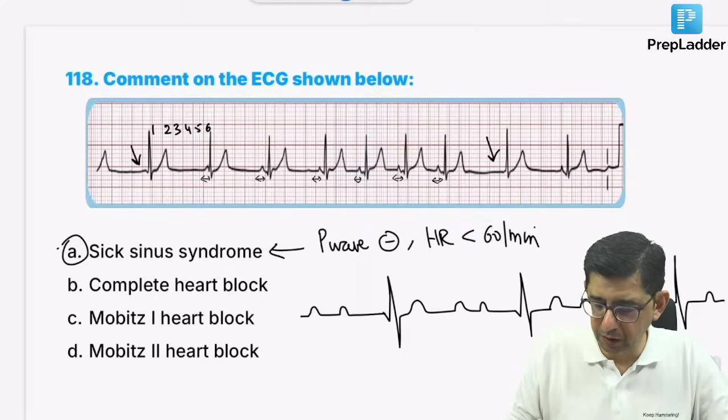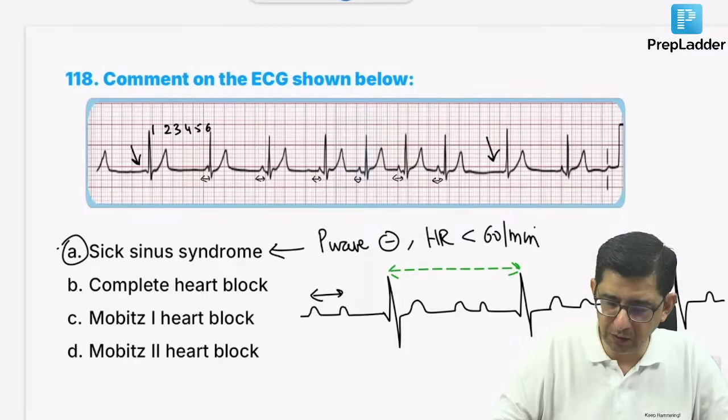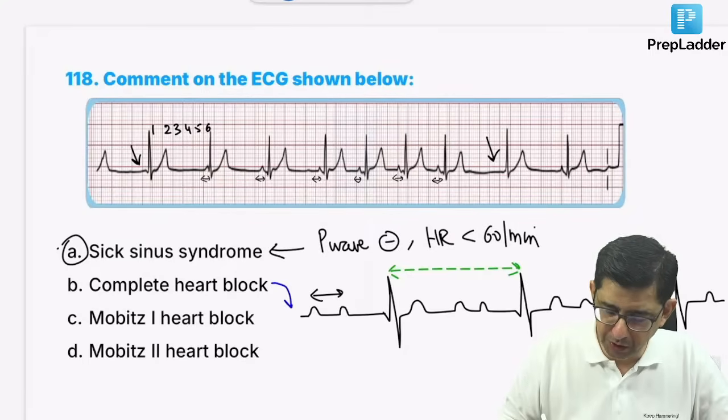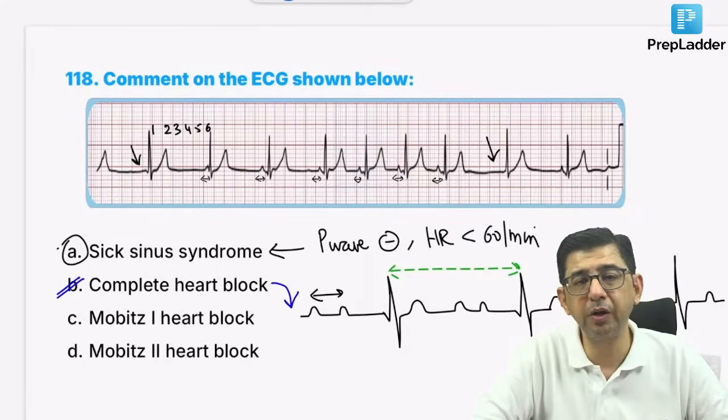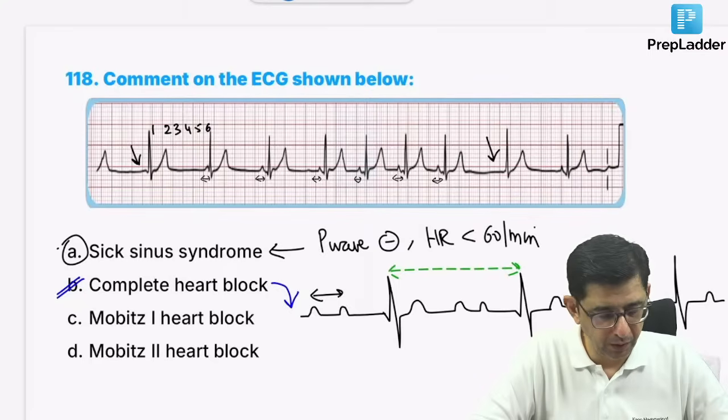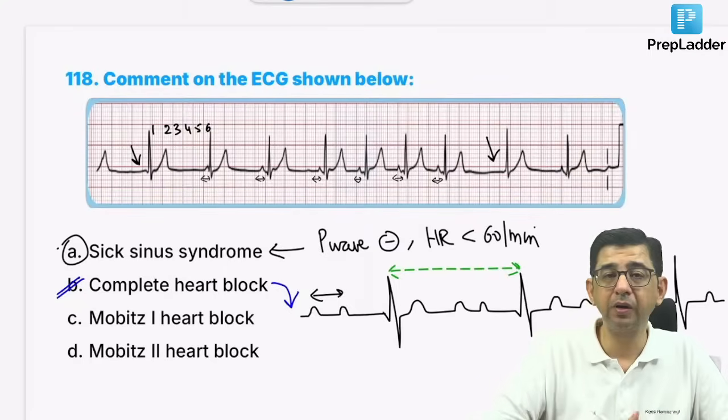The distance between the P and the P, and the distance between the R and the R, is not equal. That's the presentation that you get in the case of complete heart block. So this option is ruled out. Complete heart block is ruled out because the PP and the RR interval is unequal. Okay. Moving to the next question for today.